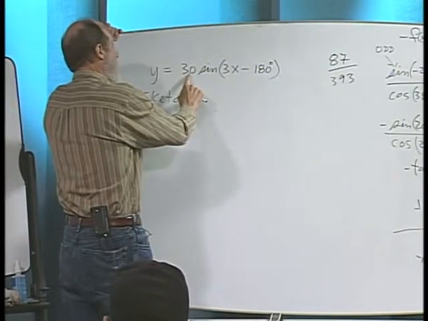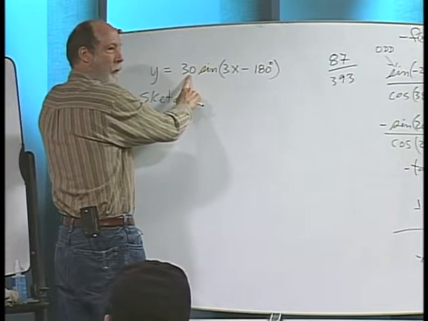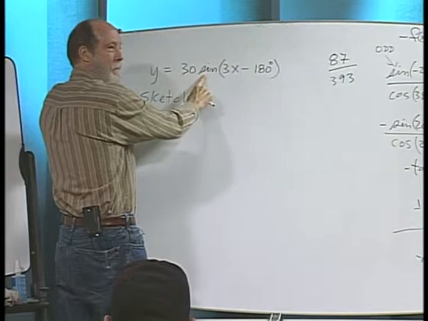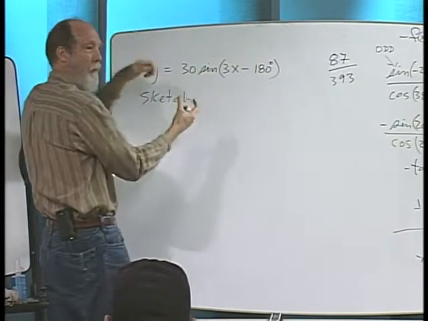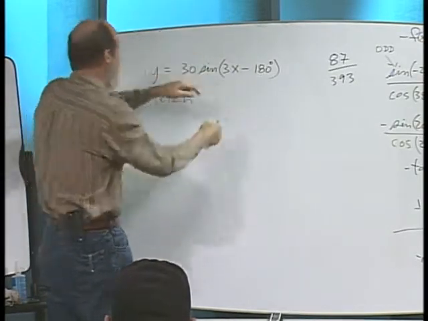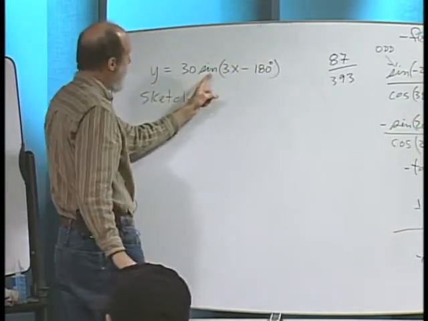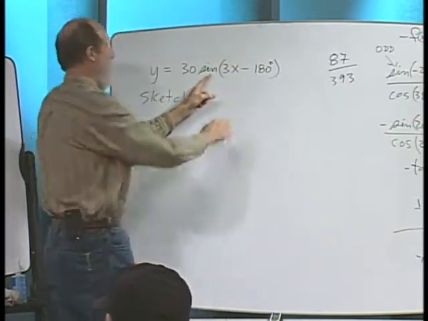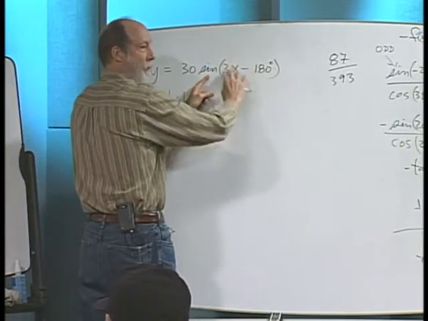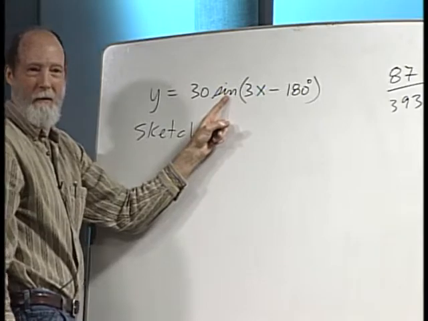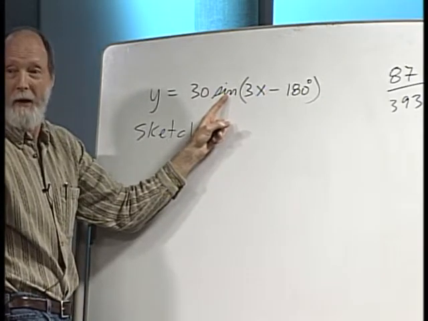Right off the bat, you know that 30 is going to make the sine 30 times whatever this ratio value is, right? Now, how big can this sine ever get? I don't care how complex I make this in here. How big can this thing ever get? Sine can't get any bigger than 1, can it?